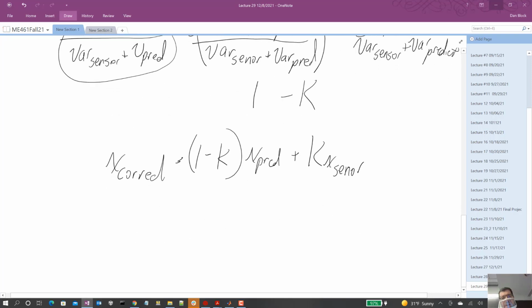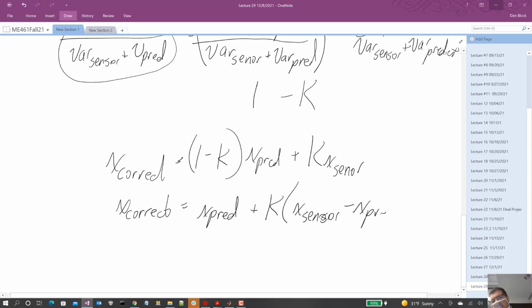Okay, and then notice what we've got. We can merge these K terms, and now we have x correct is equal to x predict. So what we've been predicting, we correct it by the factor K times x sensor minus x predict. And we've got our nice error term right there. Okay? And so here we go. This is our error term.